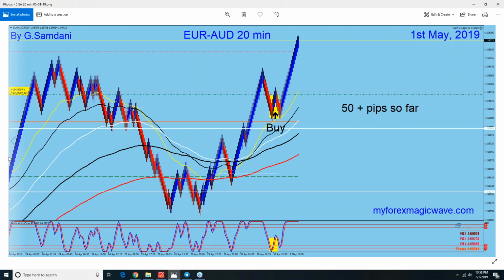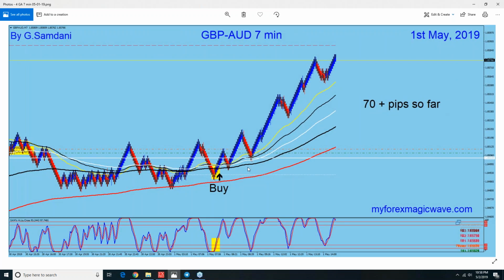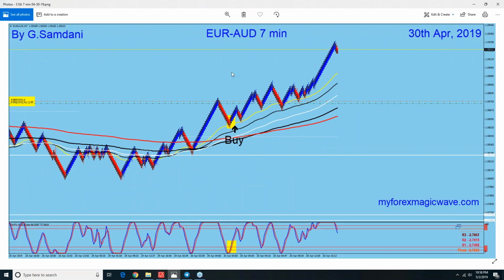Here you can see this. If you miss this one, you have this one. Pound Aussie has several, this one, or Euro Aussie. See this one and this one. These are 2 solid setups. This was the earlier one which I missed.